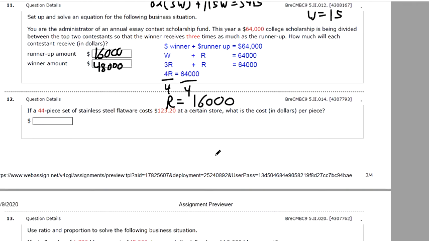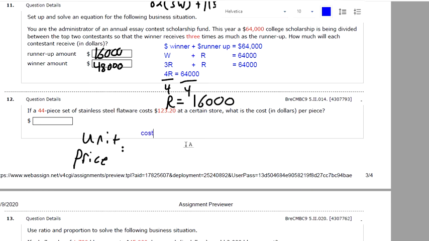Then question 12, a 44-piece set, stainless steel, costs $123.20. We're supposed to find the cost per piece. So the cost for one piece. That's called a unit price. A unit price tells you how much it costs for just one item. And you calculate it by dividing the cost by the number of items. This is how you would calculate a unit price, how much it costs for one item.